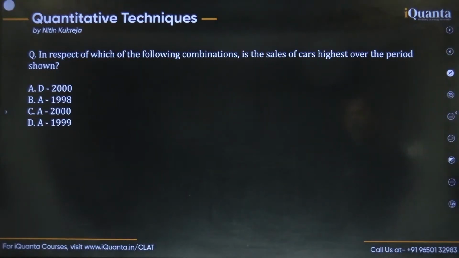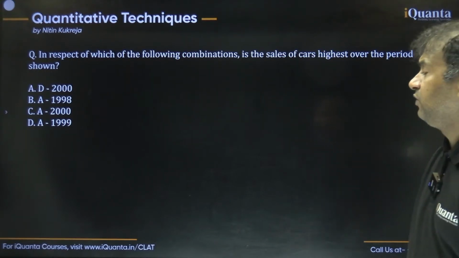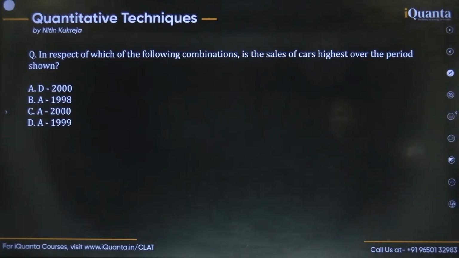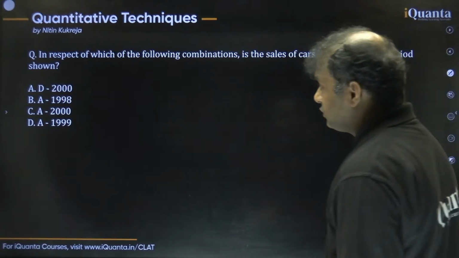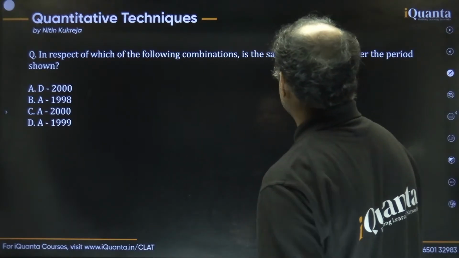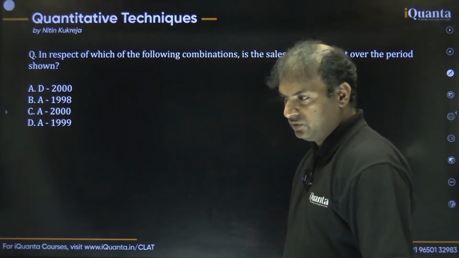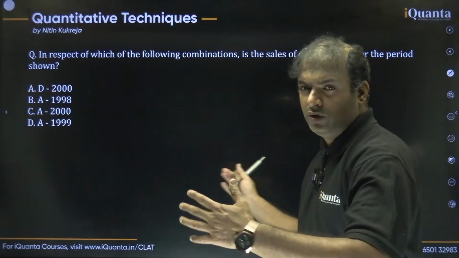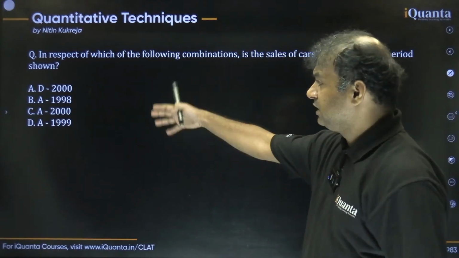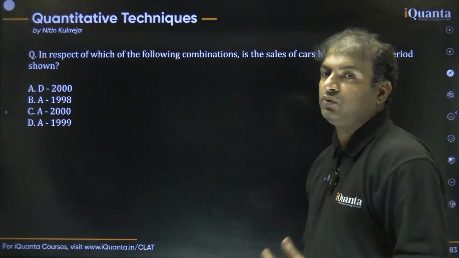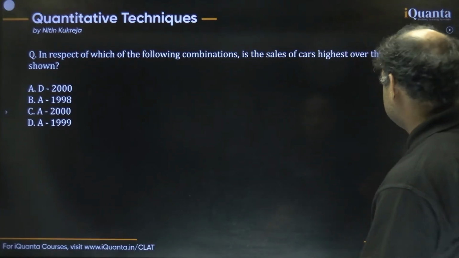The next problem is pretty simple actually. What they are saying is: in respect of which of the following combinations is the sale of the cards highest over the period shown? So basically we have to find, in the whole period, in which combination among the given options the total sale is the highest.